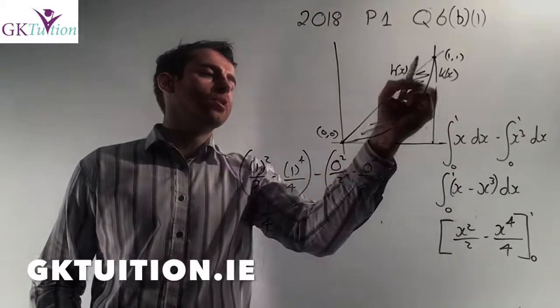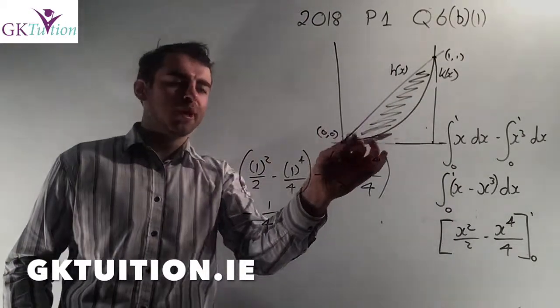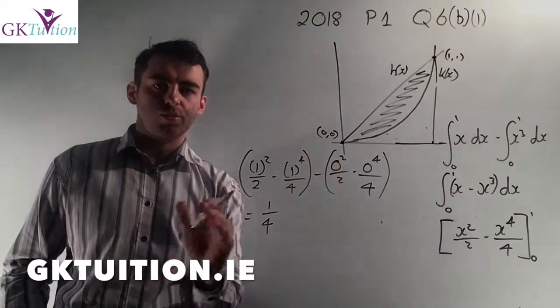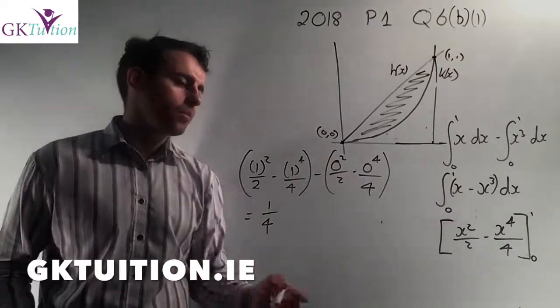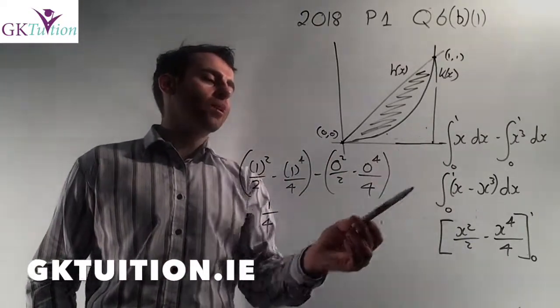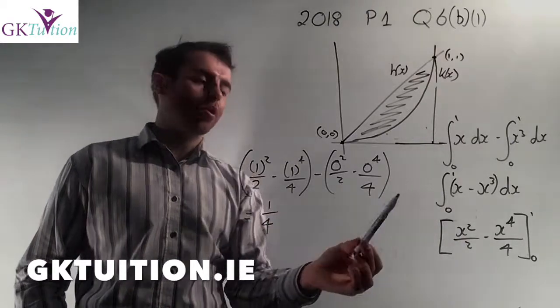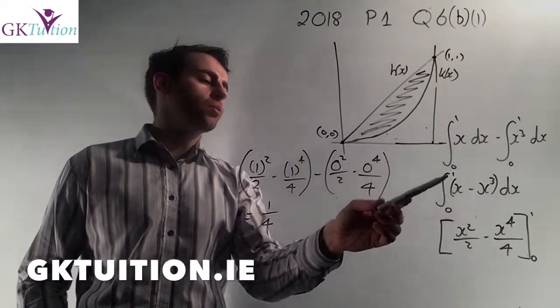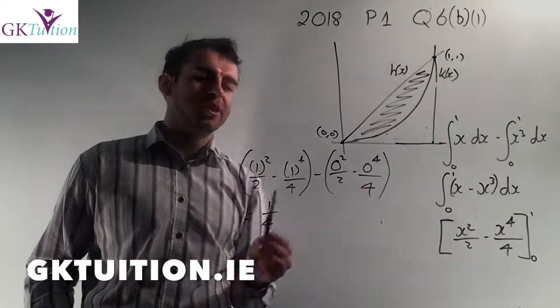Remember, I'm only doing it from 0 to 1, and then I'm going to multiply it by 2 to get the region that's below the x-axis out here. Since the limits of my integrals are the same, I can just put them as 1. I can write that as the integral from 0 to 1 of x minus x cubed dx.